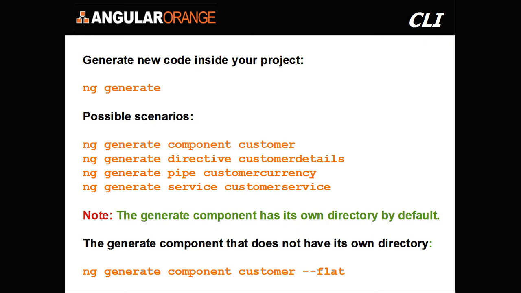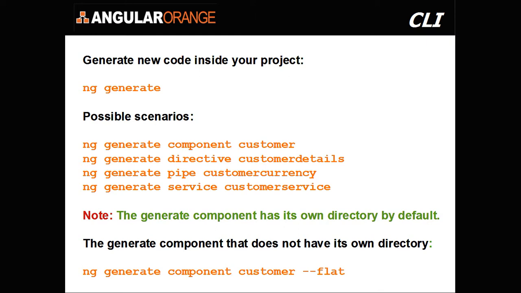Okay, now these are things that you will definitely use. To generate new code inside your project, you do an ng generate. The possible scenarios, you could do an ng generate component customer to generate a customer component. You could do an ng generate directive to generate a directive. And you could generate a pipe or a service.